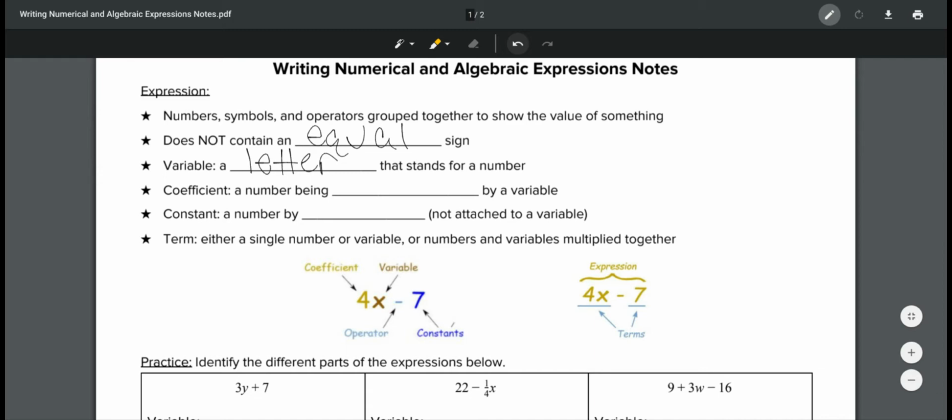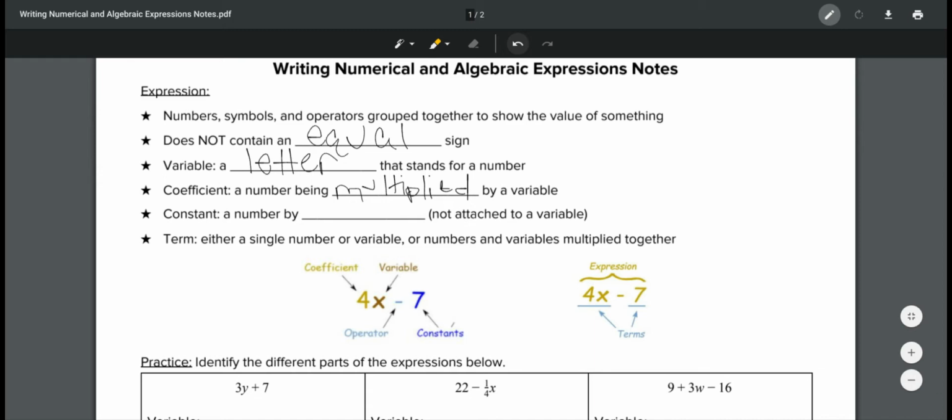A coefficient, that's the number that's being multiplied by a variable. I know that's hard to read. Multiplied is the blank there. Multiplied by a variable. So it's the number, usually it's going to be in front of your variable. It can be a positive or a negative number. It can be a fraction, decimal, or a whole number. It doesn't matter as long as it's right next to the letter. So coefficient and a variable are right next to each other. They're going to be touching.